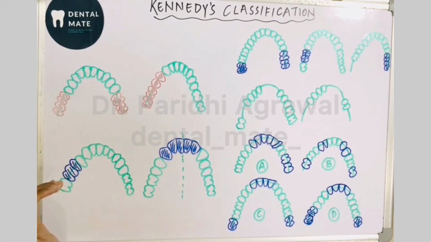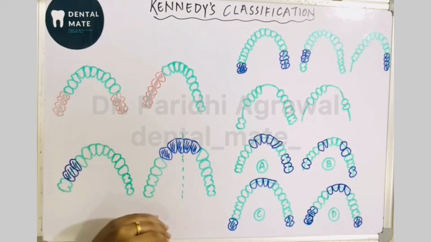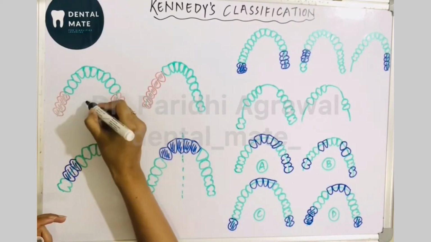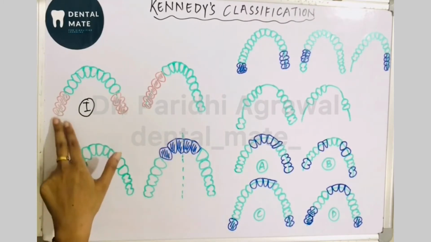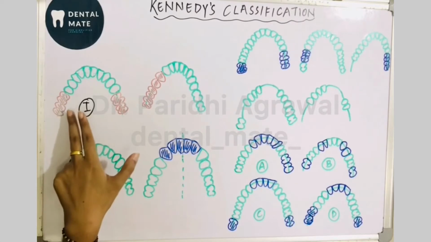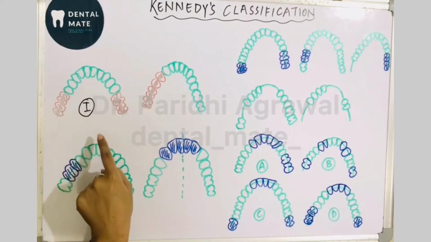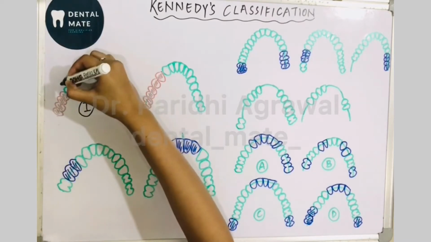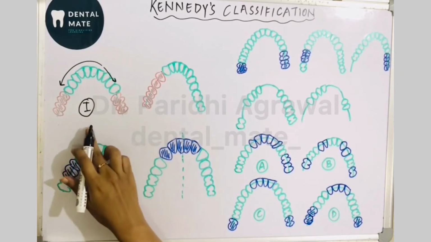Okay, the first one is a bilateral edentulous area which is located posterior to the remaining natural tooth. So this is an example of the same. So this is class 1, in which there is a bilateral edentulous area. Both the first and second molars of both the sides, that is the right and the left side, have to be replaced. So this is a bilateral edentulous area which is located posterior to the remaining natural tooth. The remaining natural teeth are these, and posterior to them is located a bilateral edentulous area. So this is Kennedy's class 1.